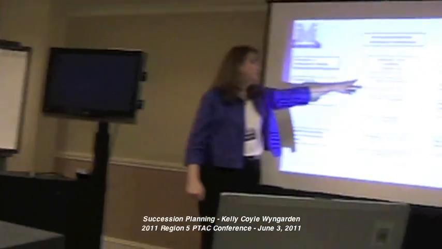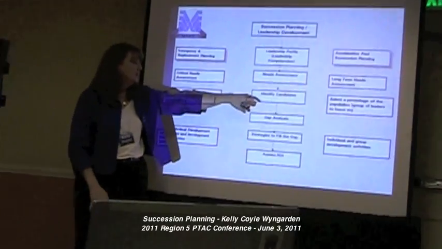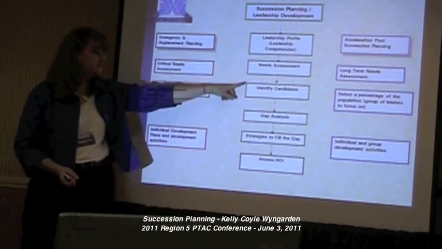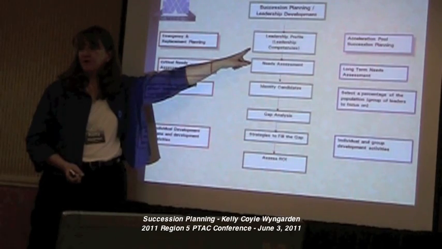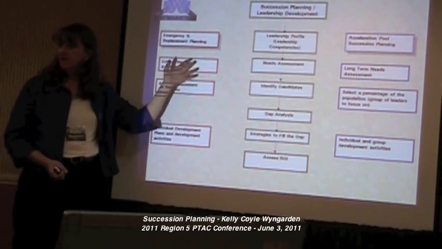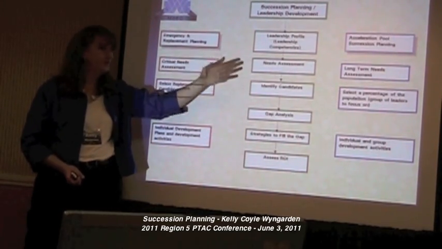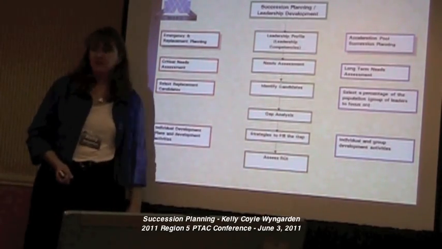Needs assessment: you figure out, here's the ideal, where are people, and then where's our gap. Identify candidates. On both sides of this, you do all of these different steps with emergency planning, replacement planning, and acceleration pool development. They just look a little bit different, okay? So on all three succession plannings, you're going to do a leadership profile, a needs assessment, identify your candidates, do gap analysis, do strategies to fill it, and assess your return on investment for both. They just might look a little bit different in how you do that. Questions? We doing okay?